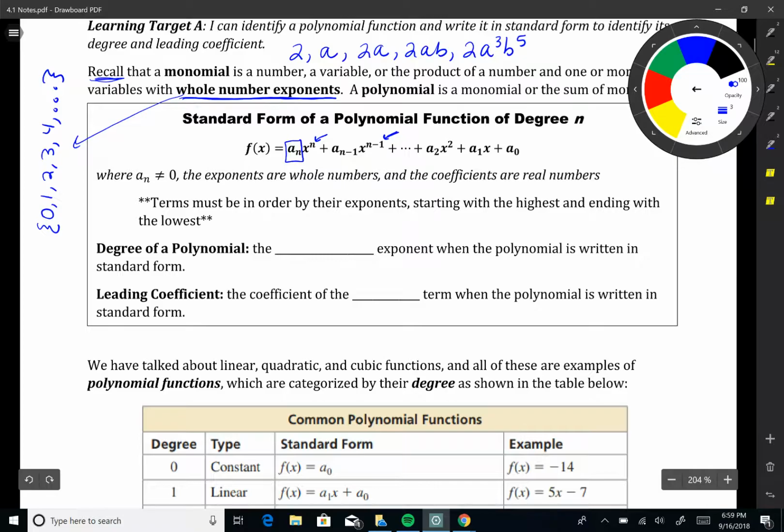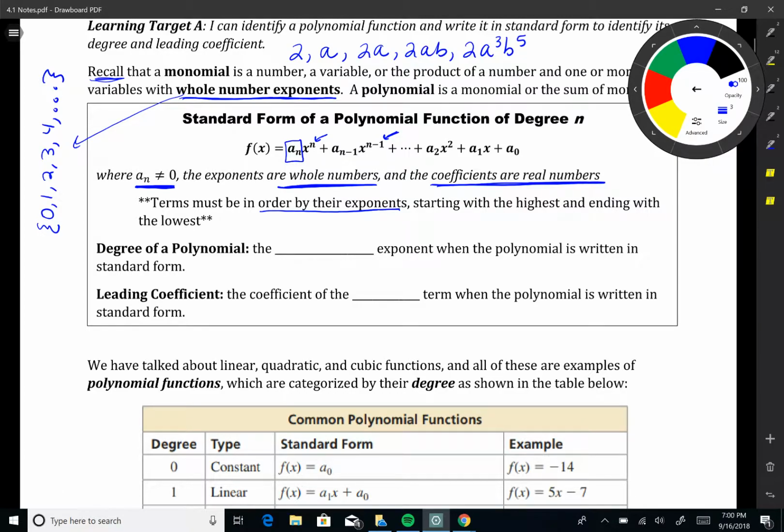First, it says where a sub n cannot equal 0. So that means obviously we have to have a coefficient on x to the n. Either it's 1 or it's some other number. The exponents are whole numbers, just like we talked about with monomials, and the coefficients are real numbers. So this means we're not going to have any imaginary units. And then I've mentioned this a little bit before. Terms must be in order by their exponents, starting with the highest and ending with the lowest.